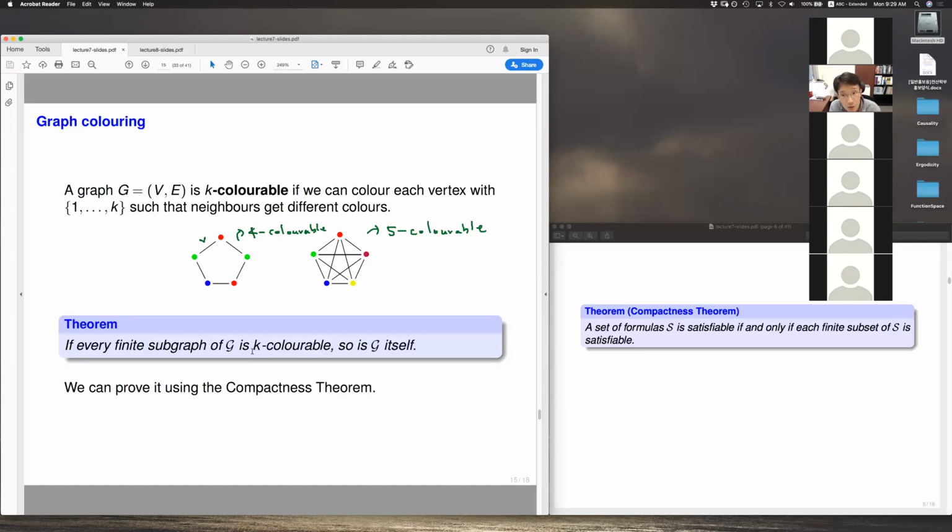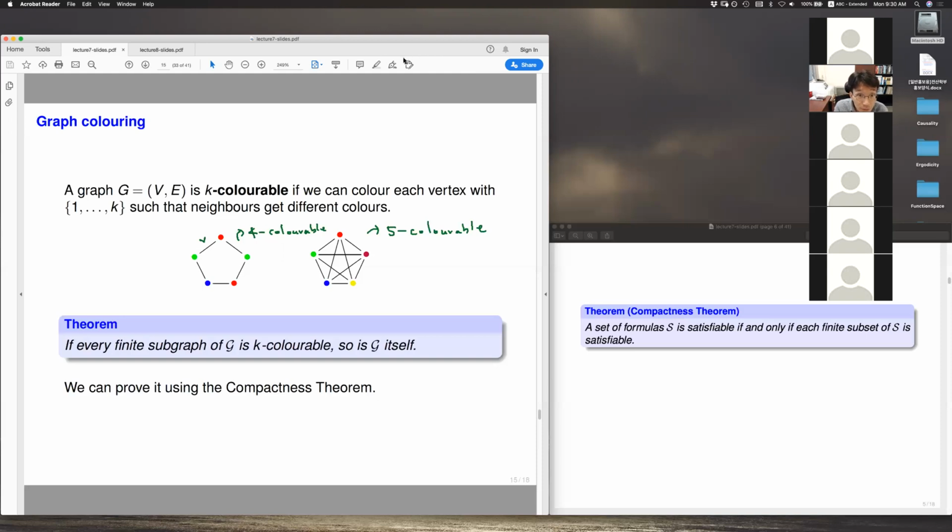Okay, so this says that to reason about the colorability of this infinite graph, it is sufficient to focus on only the finite subgraphs. But we have to make sure all the finite subgraphs satisfy this property. So that's what this theorem tells us. Every finite subgraph of G is k-colorable, so is this entire graph G. And you can feel that this has a flavor of the compactness theorem. The compactness theorem connects reasoning about an infinite object to reasoning about many finite objects, and this theorem says something very similar. And in fact, we can prove this theorem using the compactness theorem in logic.